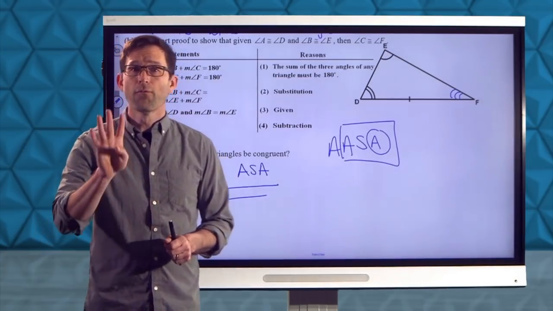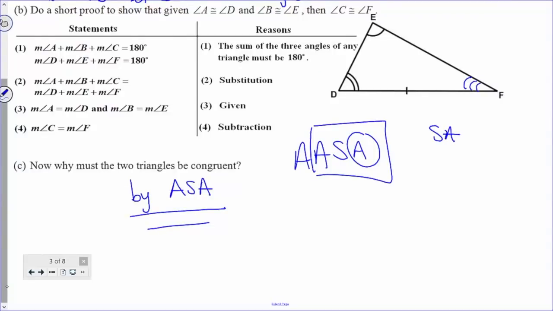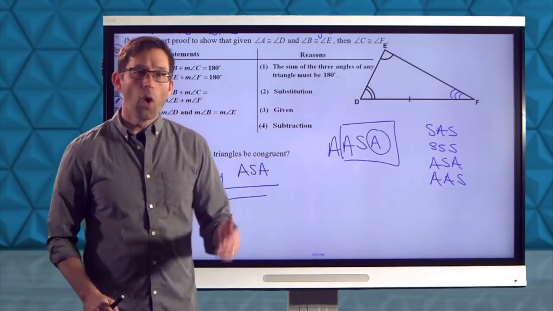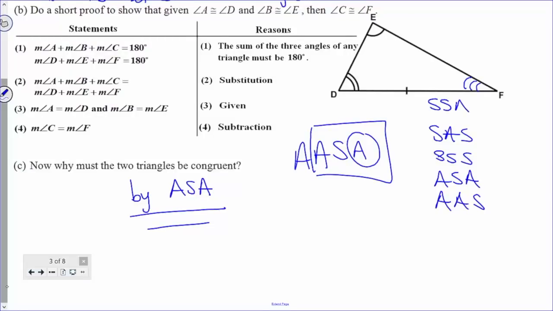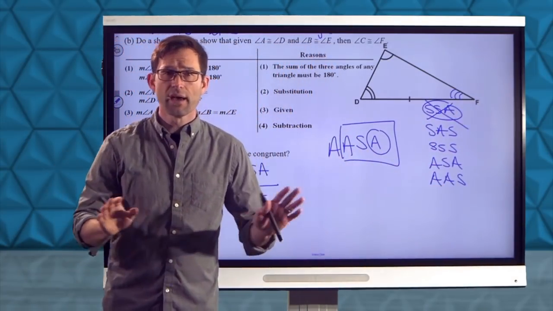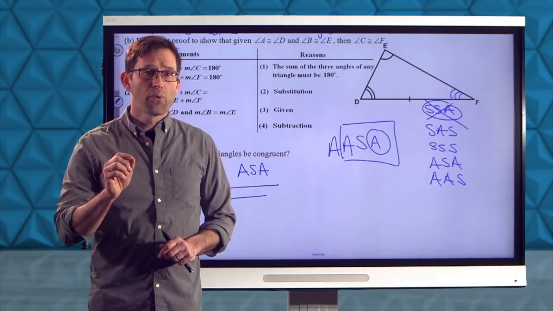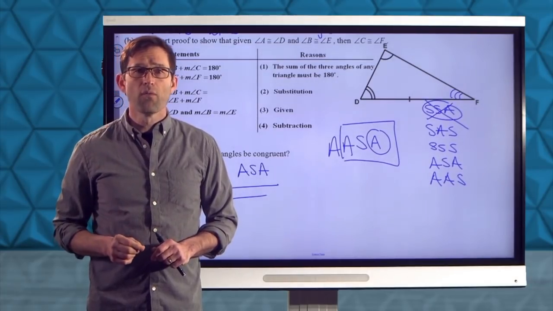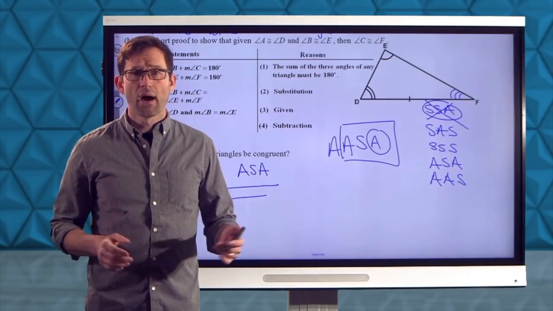So we now have four ways of showing triangles are congruent: side, angle, side; side, side, side; angle, side, angle; and angle, angle, side. Essentially, the only situation that you're never going to deal with is side, side, angle. Side, side, angle, or angle, side, side, can never be used to prove that two triangles are congruent. In pre-calculus, you'll explore a little bit of why that is when you look at what's called the law of sines. But for now, we're not going to go there.